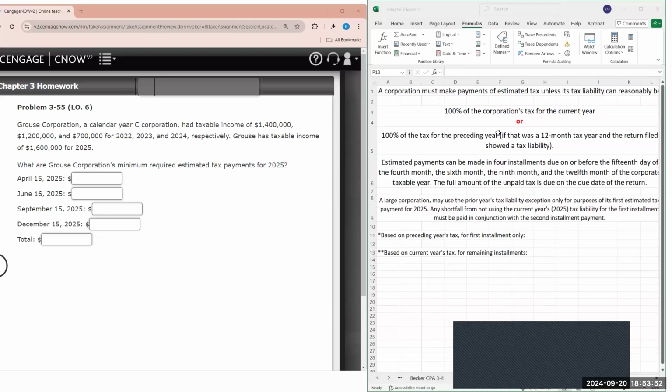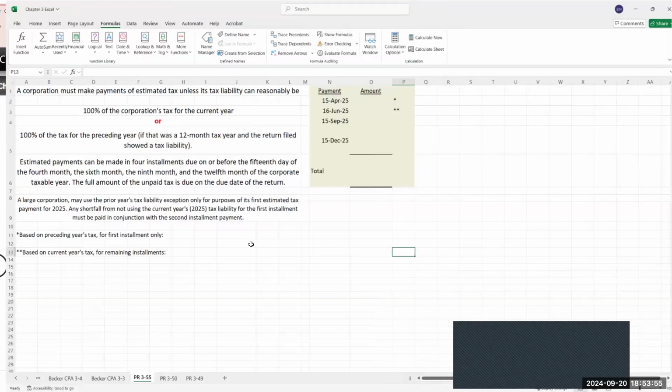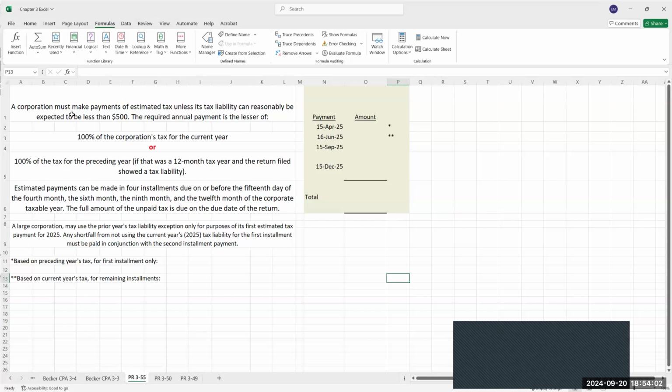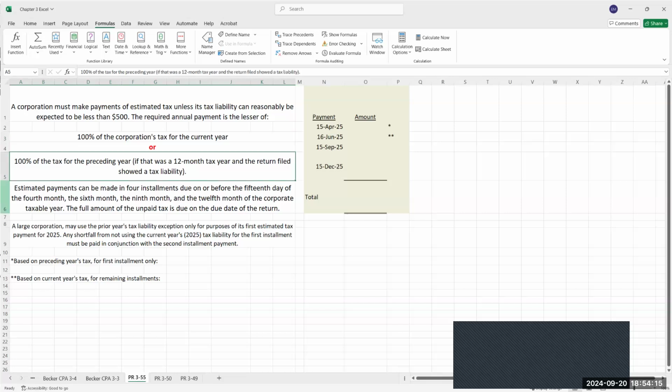A corporation must make payments of estimated taxes unless its tax liability can be reasonably expected to be less than $100. So the required annual payment is the lesser of 100% of the corporation's tax for the current year, or 100% of the tax for the preceding year, which is the prior year, if it was a 12-month tax year and the return filed showed a tax liability.